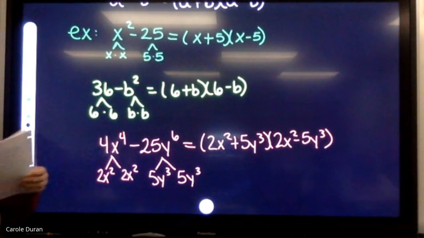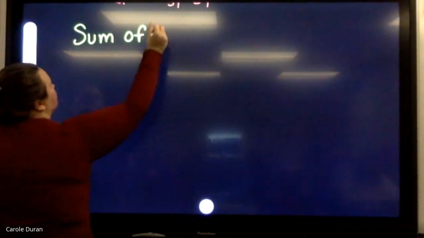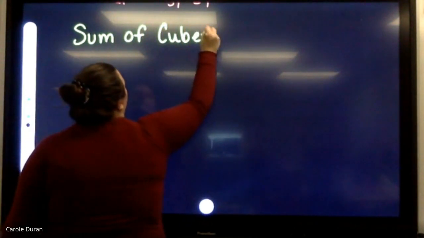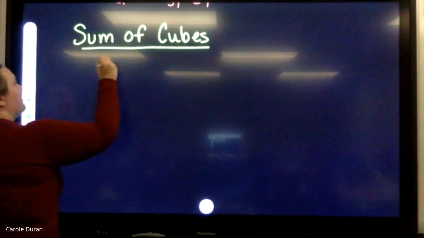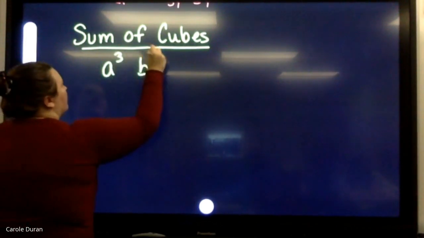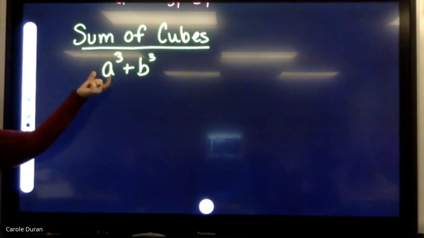Okay, so now that we've looked at the difference of squares, there's another special case that I would like to identify, and that is called the sum of cubes. Very similar to the difference of squares. This has two terms, each of which is a cube with addition in between them. By a cube, I mean the same number times itself 3 times equals whatever this value is.